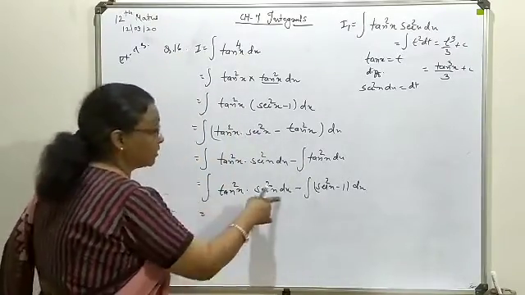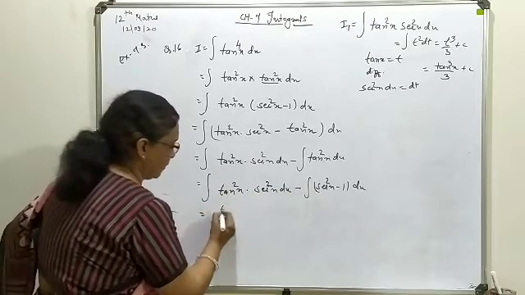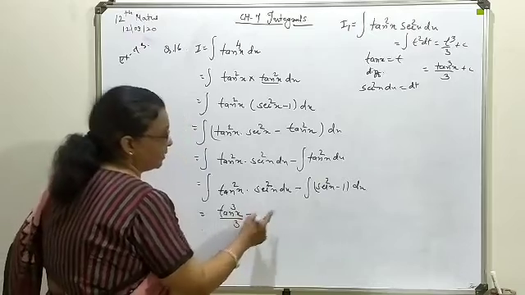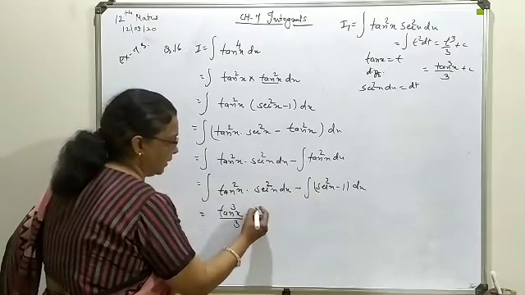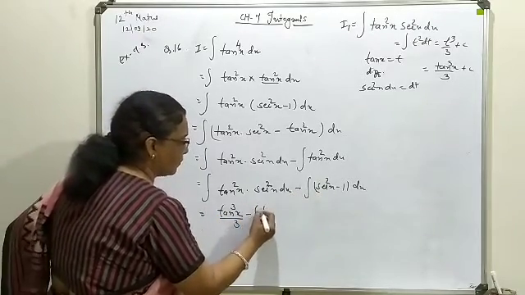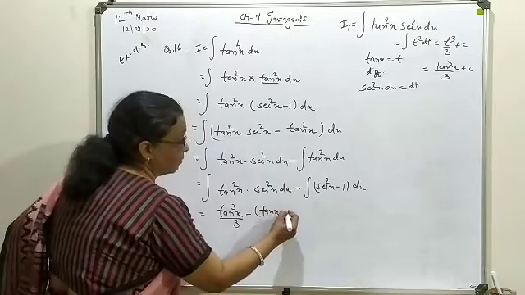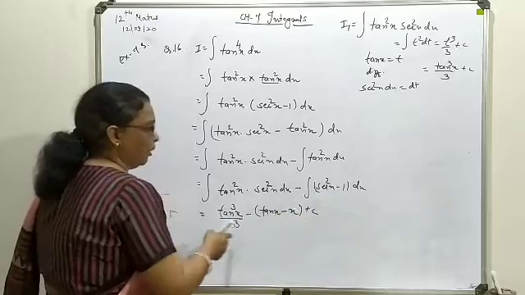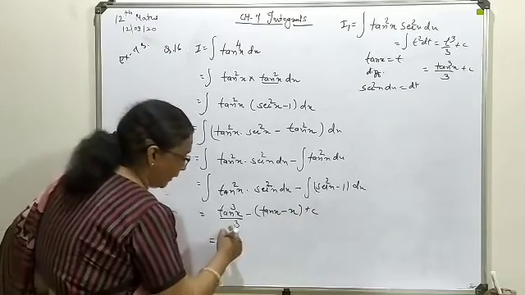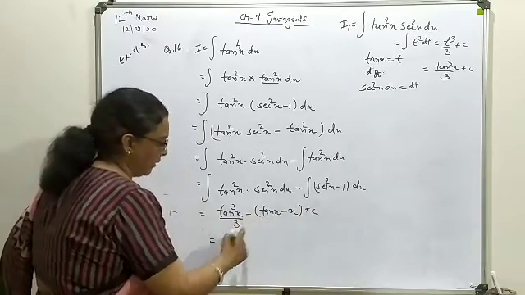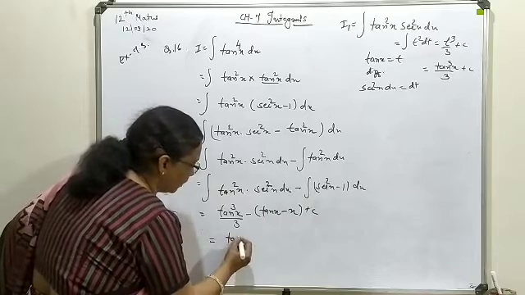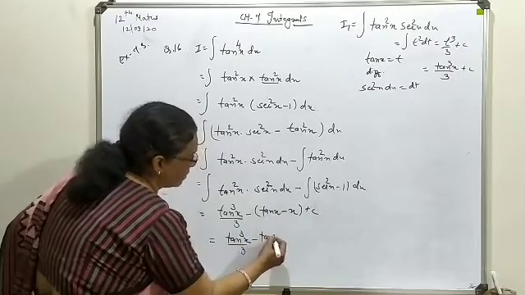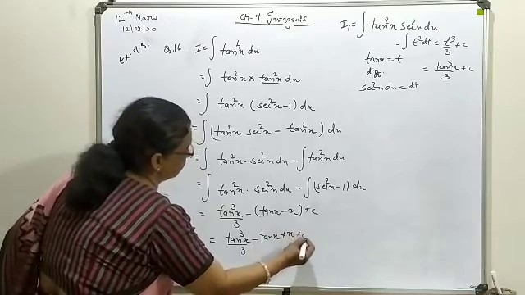So the integration of this whole combination you will write as tan cube x upon 3, minus the integration of sec square, which is tan of x, minus the integration of 1, which is x. So this way this whole combination is to be handled. The final answer you will multiply with the negative sign. So this is tan cube x upon 3 minus tan of x, minus minus plus x plus c.